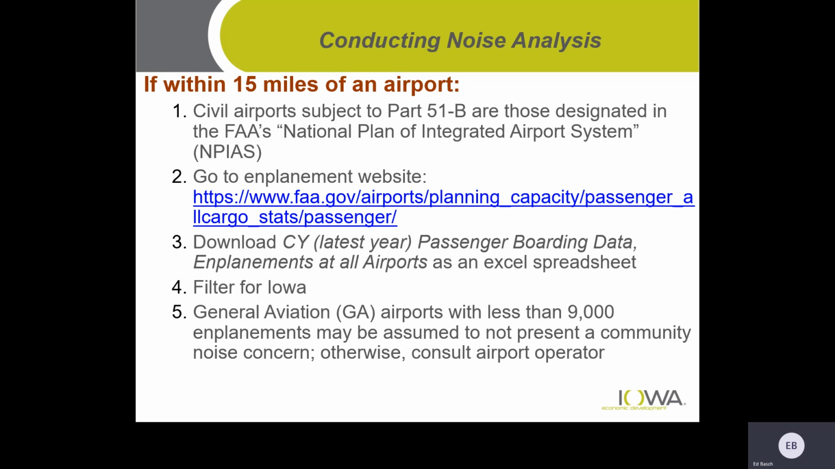Within the state of Iowa, there are only 5 airports that exceed that 9,000 enplanement figure, and those are Des Moines, Sioux City, Waterloo, Dubuque, and Cedar Rapids airports. If you're not within 15 miles of any of those, then you do not have to worry about a noise analysis in terms of airports.